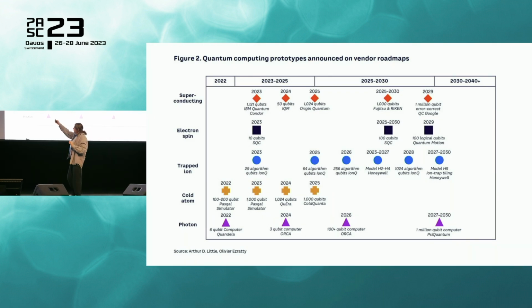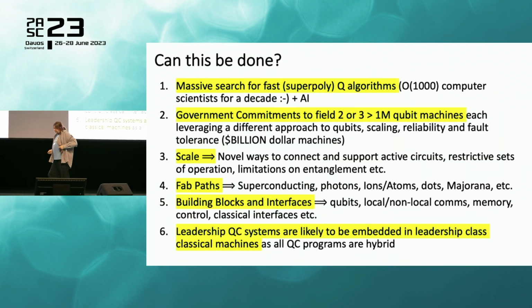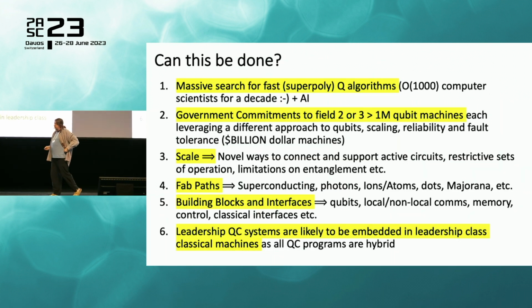Here's a similar kind of chart for a couple different technologies, but nobody is talking about quantum having 1 million. Well, the only company that's talking about it is PsiQuantum, maybe in the 2030 timeframe, 1 million qubits. Okay? So what would it take to actually accelerate this?